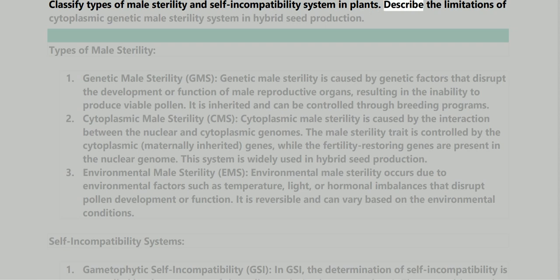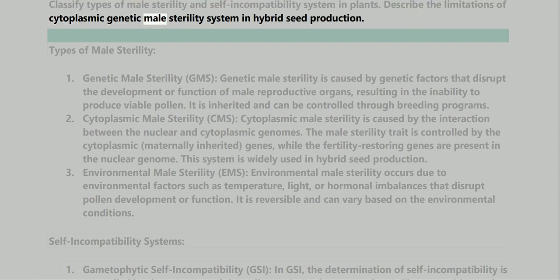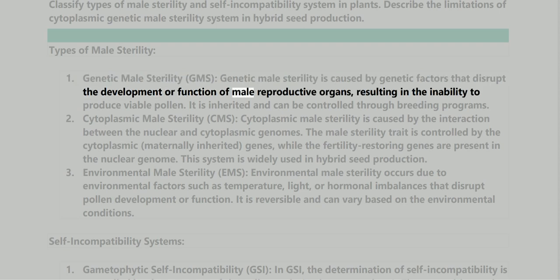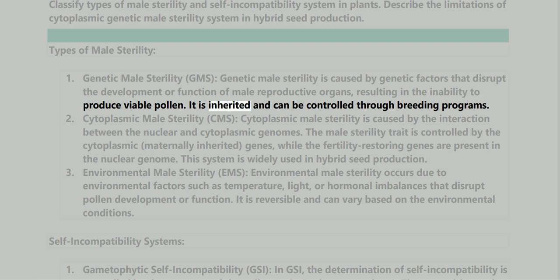Describe the limitations of cytoplasmic genetic male sterility system in hybrid seed production. Types of male sterility. 1. Genetic male sterility, GMS. Genetic male sterility is caused by genetic factors that disrupt the development or function of male reproductive organs, resulting in the inability to produce viable pollen. It is inherited and can be controlled through breeding programs.